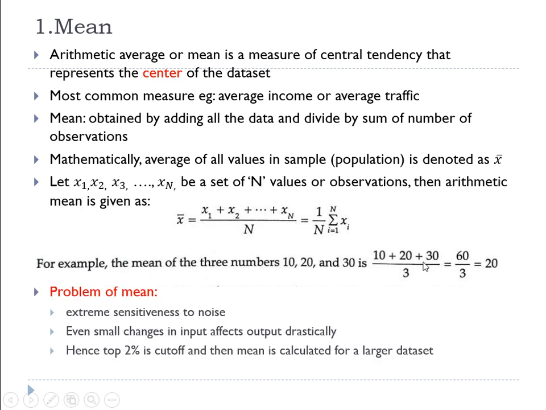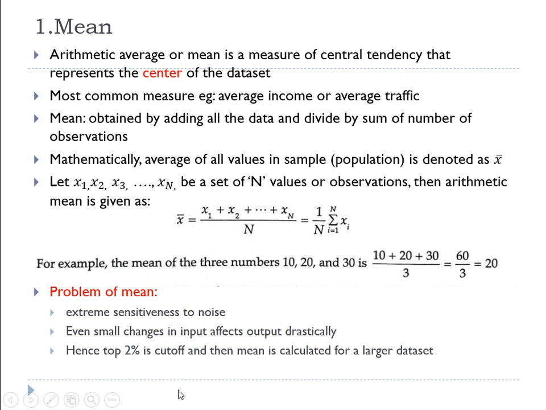Coming to the problems in mean. This is a very easy way of doing a condensation. You have taken the average of, let's say, some 10 numbers, and you have calculated the mean. Now the problem in mean is it is extremely sensitive to noise, right? Even small changes in the input will affect the output drastically. Suppose there is some kind of noise in the parameter x1. That value would be calculated in the average, and therefore the output will get affected.